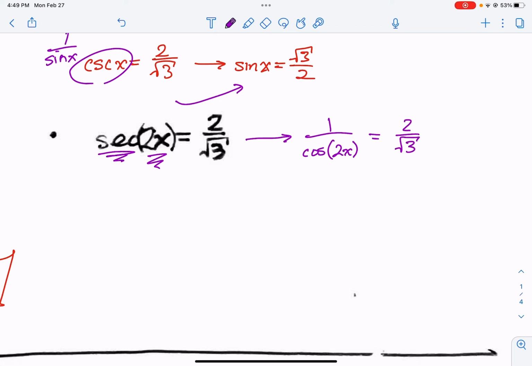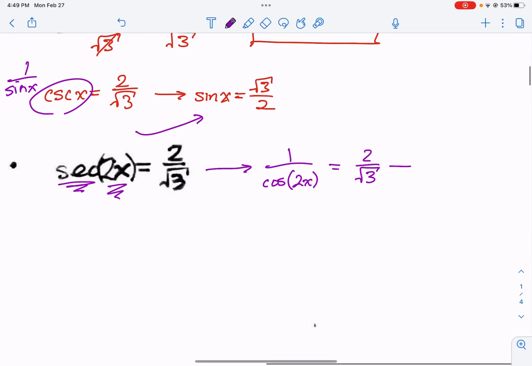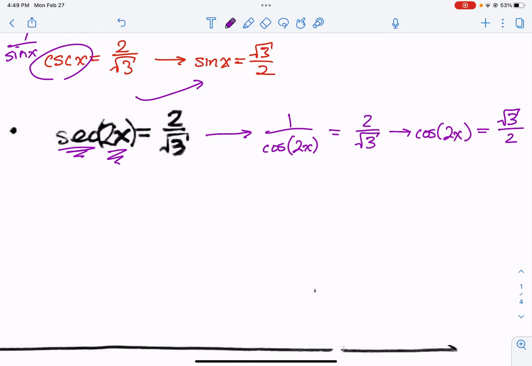And I know you might want to rationalize this right side, but actually just leave it alone, because notice I could flip both sides here, right? If I take the reciprocal of both sides, I get that cosine of 2x equals radical 3 over 2. Okay, so that's nice. Now, again, just like that other problem with the 3x, right, imagine sort of ignoring this, scratch it out. Cosine of what equals radical 3 over 2?